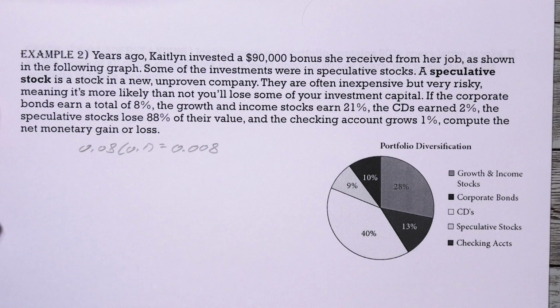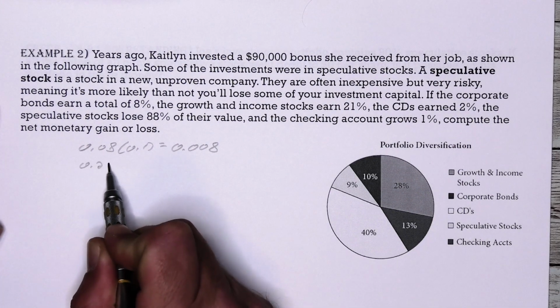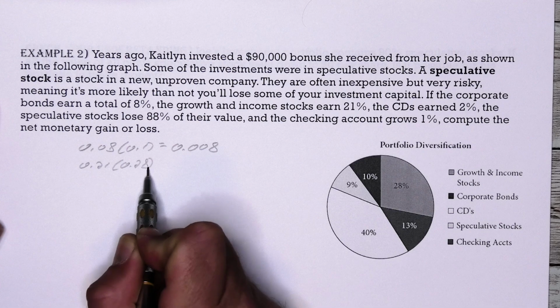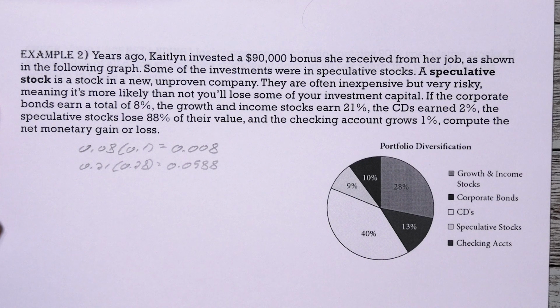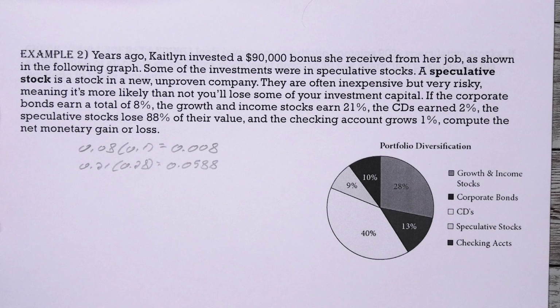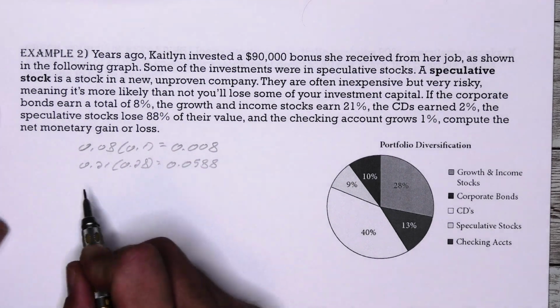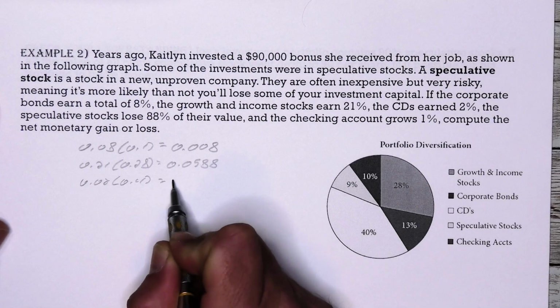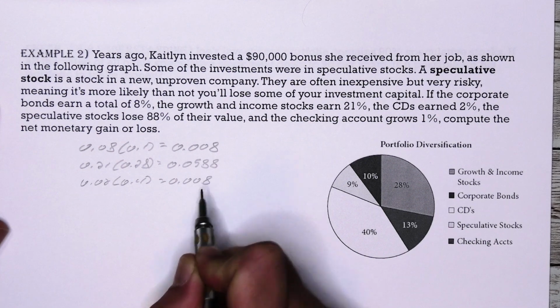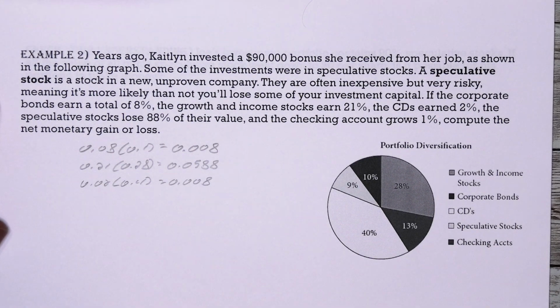Since 28% of the money is invested in income and growth stocks and they grew 21%, the gain is 21% of 28%, or 0.21 times 0.28 is 0.0588. The gains on these stocks were 5.88%. Now we need to find 2% of the 40% to get the gain from the CDs. So 0.02 times 0.4 is 0.008. The CD accounted for a 0.8% gain.